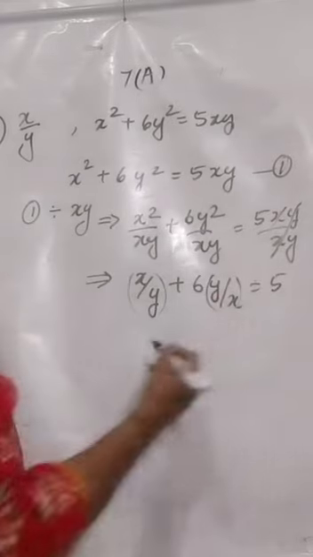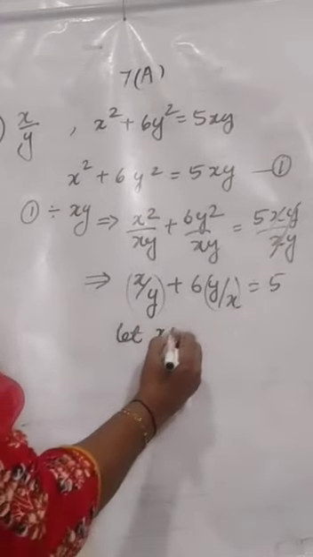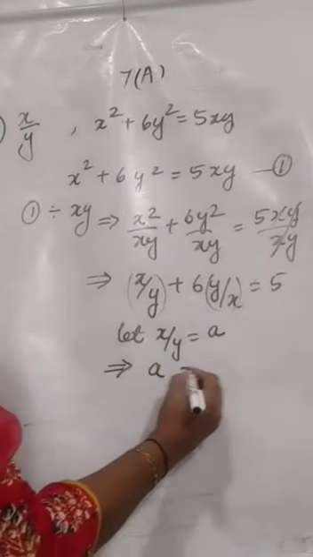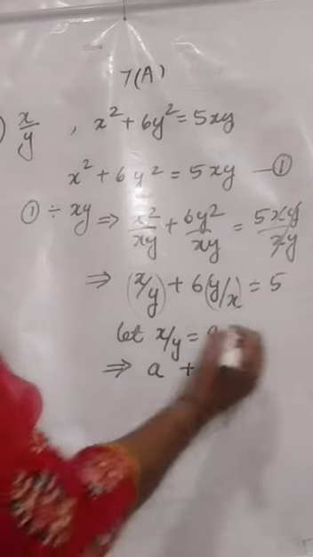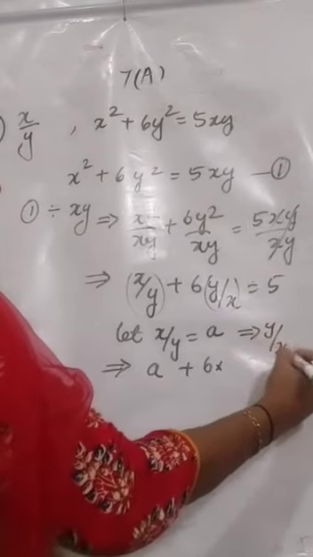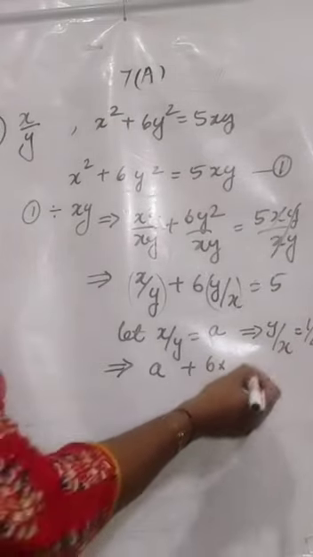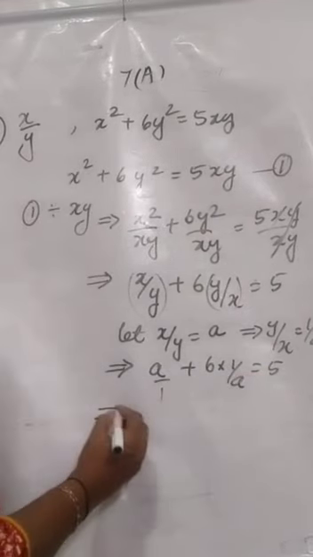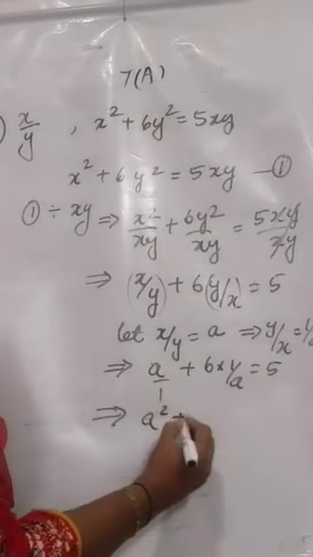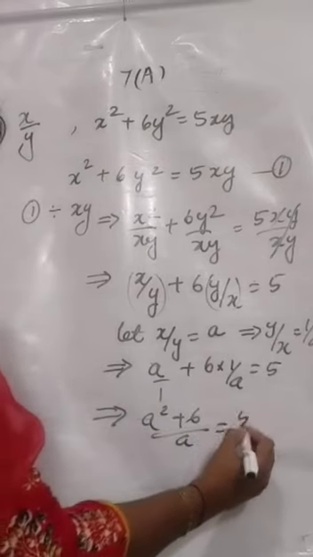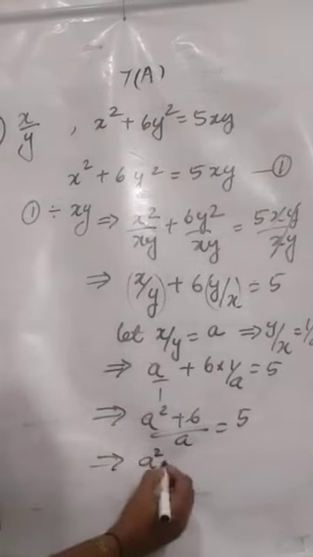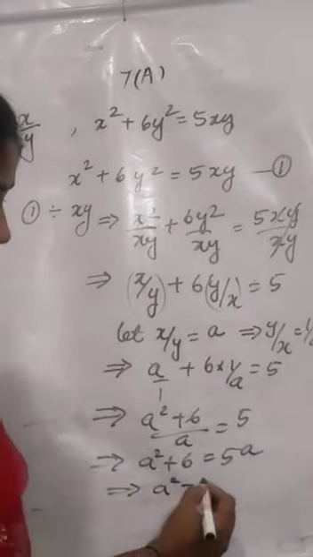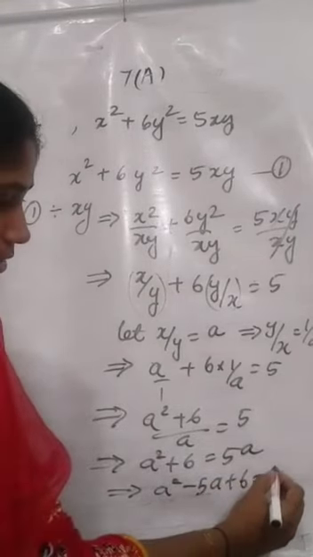Here to simplify this, let us substitute x/y as a, another variable a. Then how can we write this equation? a plus 6 into, if x/y is a, what about y/x? It is 1/a. That is the reciprocal, no? So it is 1/a. 6 into 1/a equals 5. Take the LCM here. We get a square plus 6/a equals 5, or a square plus 6 equals 5a. We can write in the form a square minus 5a plus 6 equals 0.